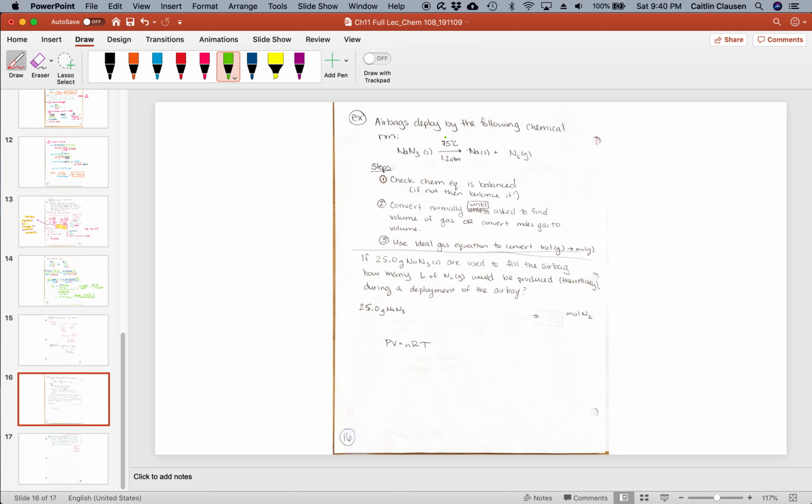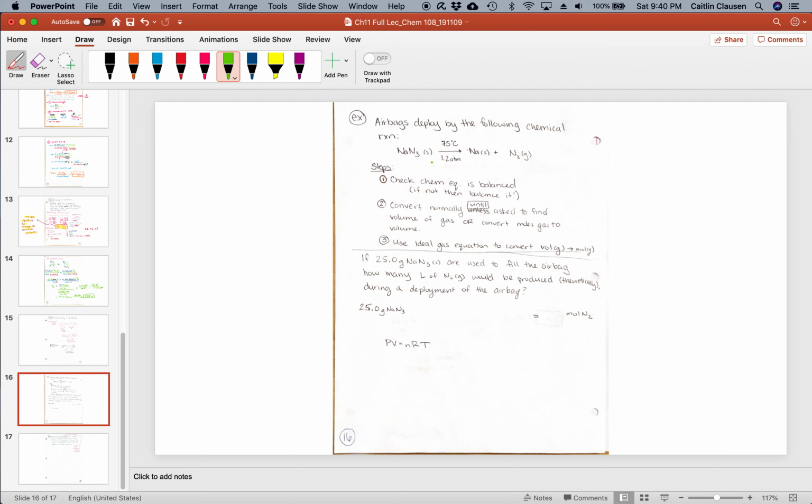An airbag is deployed by the following chemical reaction. Hopefully nobody's been in a car accident. I was, and the airbags deployed, and I didn't know how airbags worked at the time, and so I thought that all of the powder in my car was smoke and was freaking out that it was going to explode. It's pretty bad. I was rear-ended twice, and it sucked. But I found out much later that it wasn't going to explode, and that powder was actually from the airbag itself.